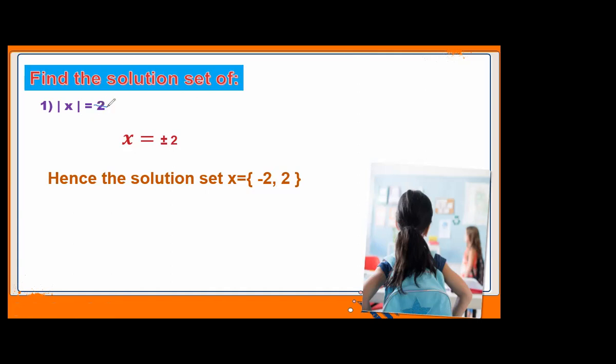For example, Ramla, if 3 is written over there, then when we remove the mod, we get plus minus 3, and we get the solution set minus 3 and plus 3. Is it clear? Within the curly bracket, because it's a solution set. Is it clear?